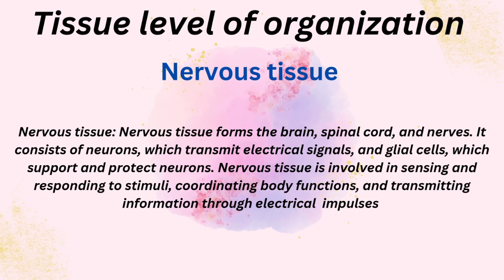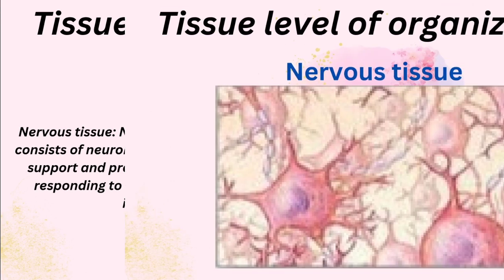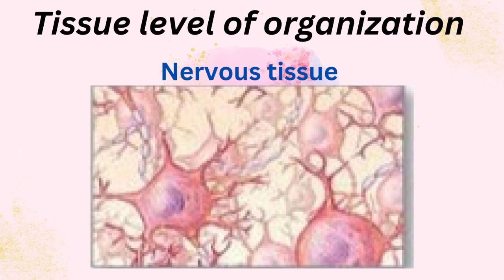Now, the last and fourth type of tissue is nervous tissue. Nervous tissue forms the brain, spinal cord, and nerves. It consists of neurons, which transmit electrical signals, and glial cells, which support and protect neurons. Nervous tissue is involved in sensing and responding to stimuli, coordinating body functions, and transmitting information through electrical impulses. And this is the diagrammatic representation of nervous tissue.